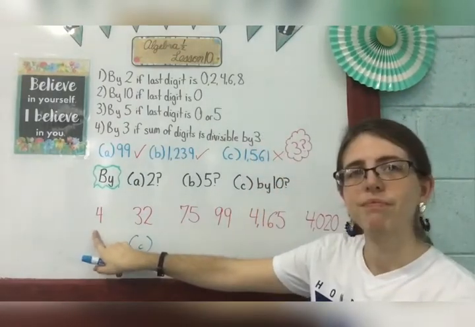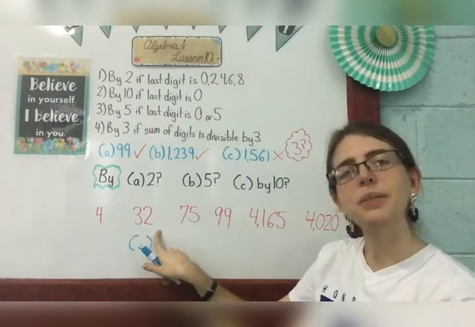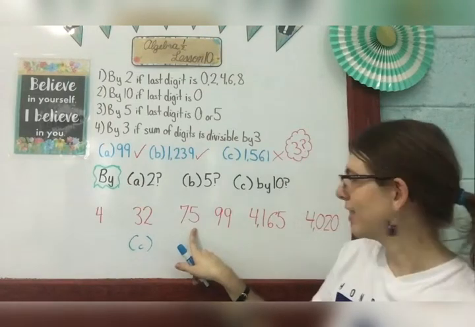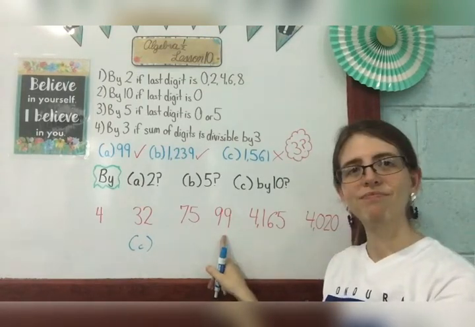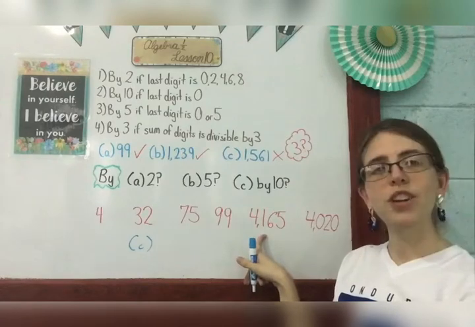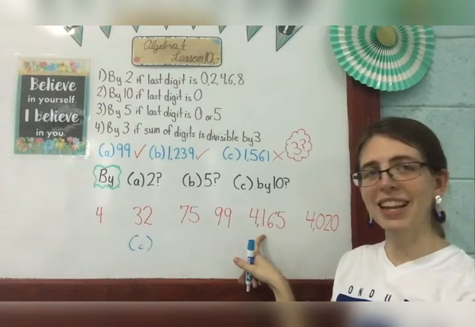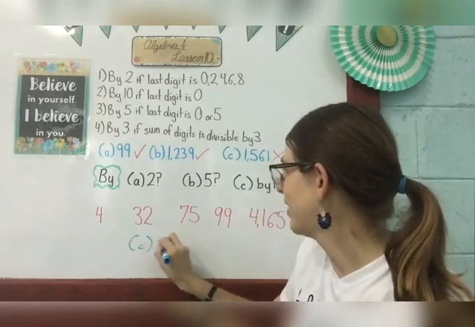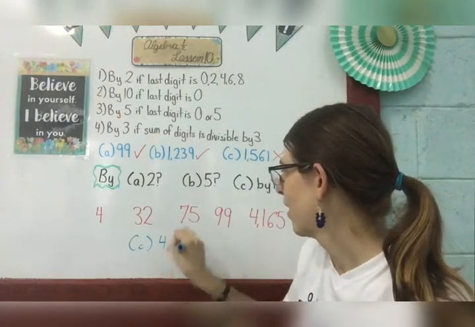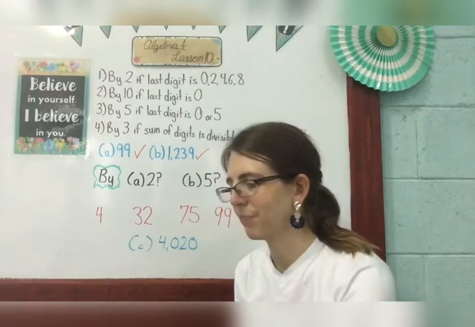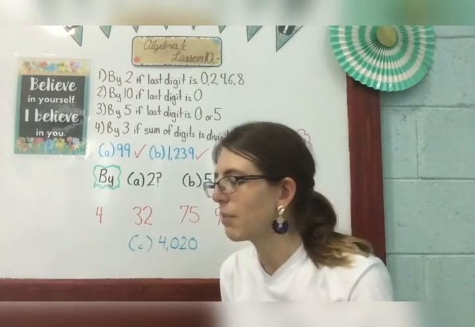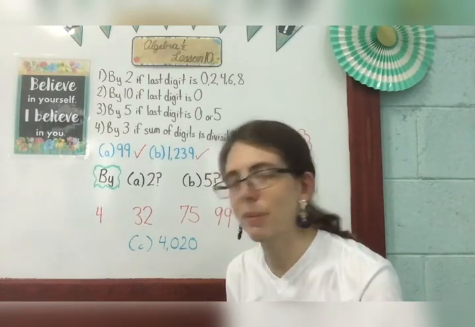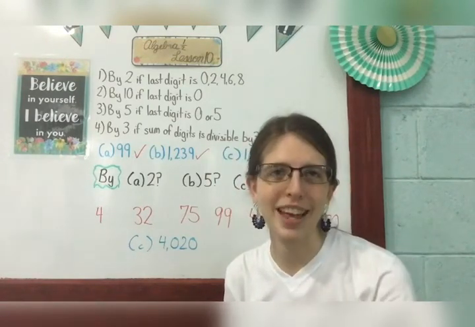4? Nope, doesn't end in a 0. 32? Nope, no 0. 75? Nope, still no 0. 99? No 0. 4,165? Still doesn't end in a 0. 4,020? Yes, because that one ends in a 0. Okay, look at your practice. Letter A. Which of these numbers is divisible by 3, B, divisible by 5, and C, divisible by 10? So pause your video, do your practice now.